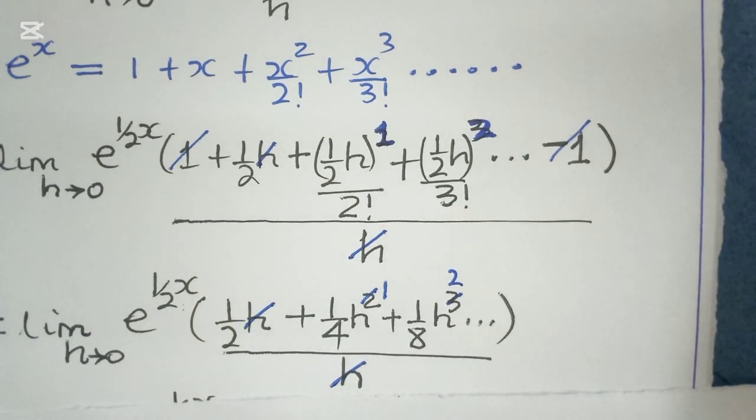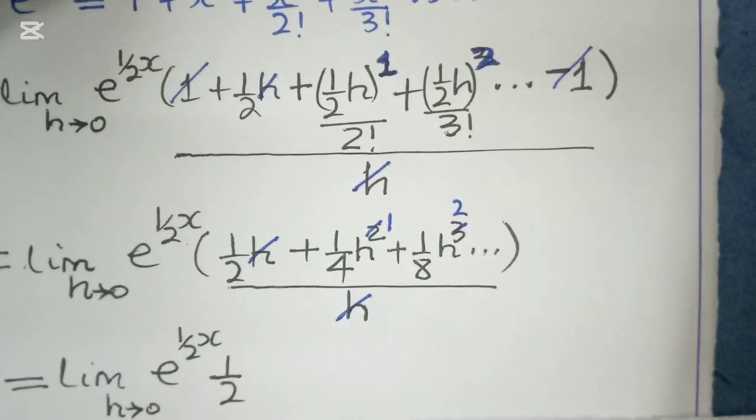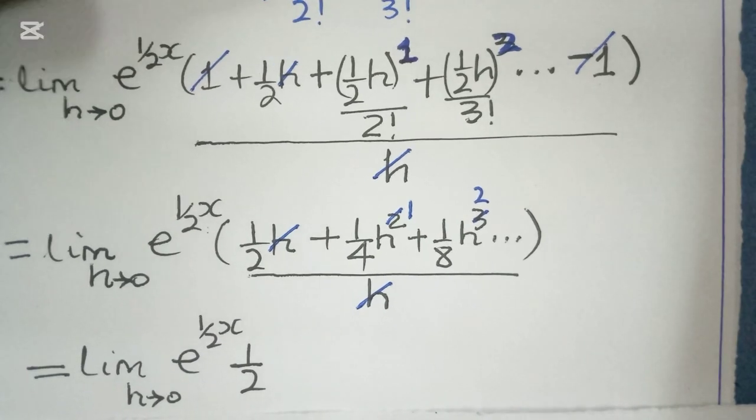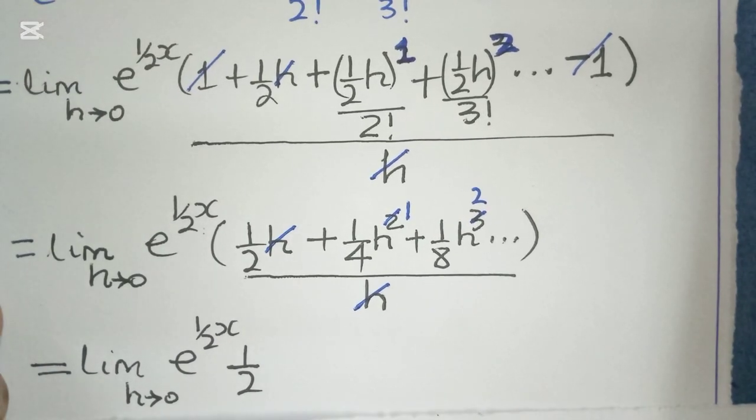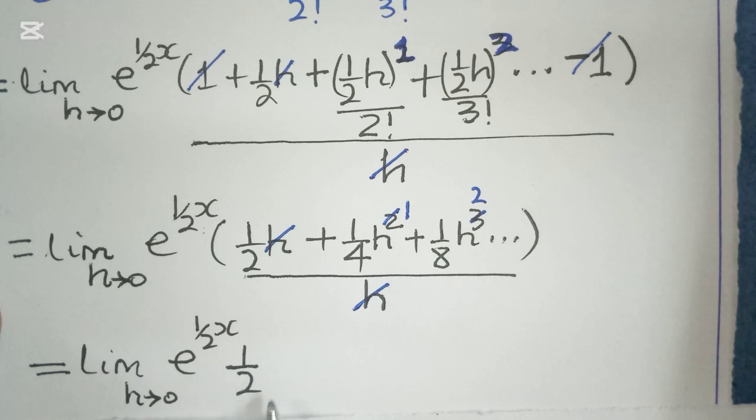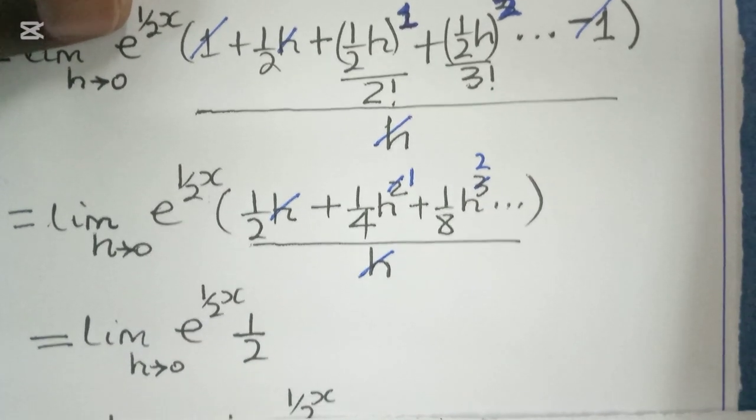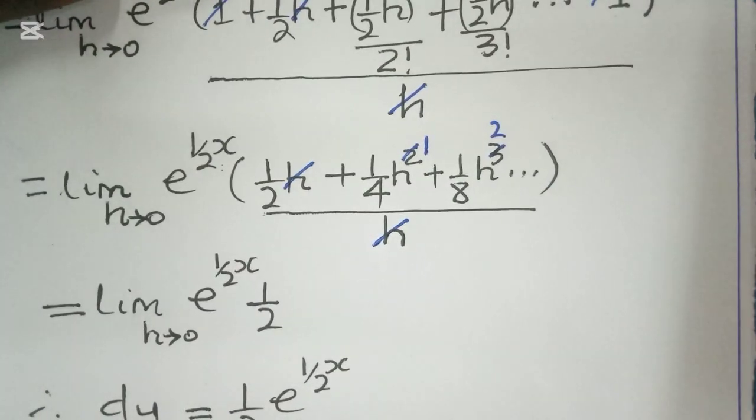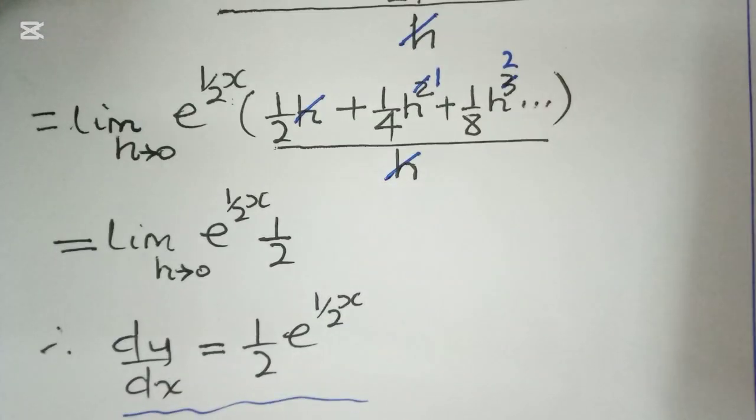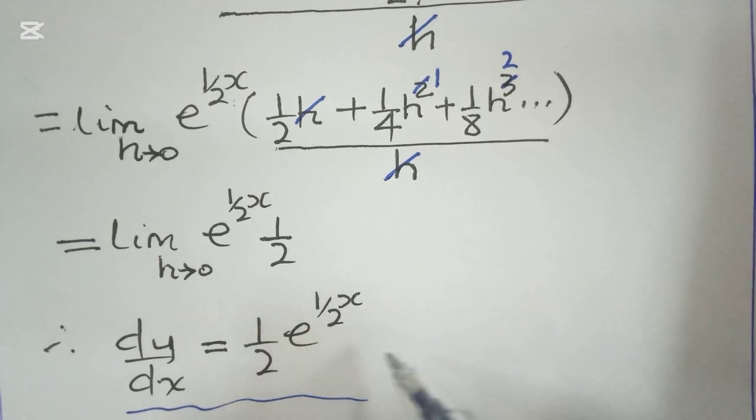I also cancel that. That is where cancellation comes in, and then we are left with only a half. So this is what you are going to be left with: e raised to a half x, that is, the limit as h tends to 0 of e raised to a half x multiplied by a half which has been left. And so therefore, guys, this is our equation. That is, dy all over dx is equal to a half e raised to a half x.